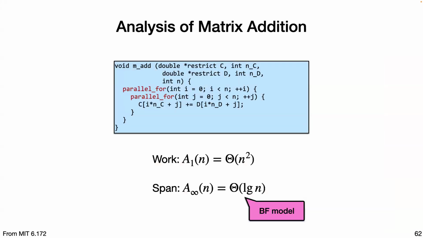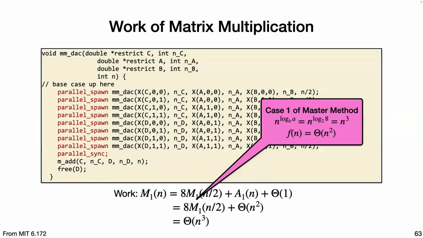Okay. So let's start small. We have to analyze all the parts anyway. For matrix add, there are 2 parallel fors, and the inner one just adds the matrices at the same index. The work is n squared because the matrices are size n squared, and the span is log n because it's just 2 parallel loops nested over each other.